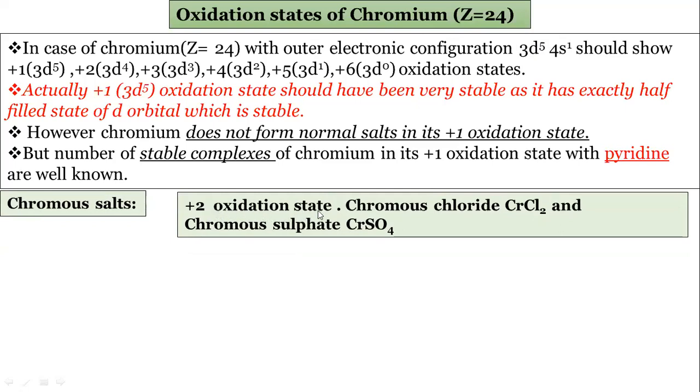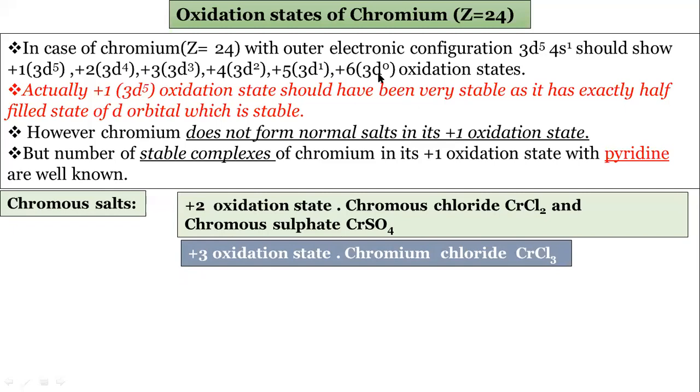In case of the +2 oxidation state, these are the examples. It is called chromous chloride, formula CrCl2, and chromous sulfate, CrSO4. In these two compounds, chromium has the +2 oxidation state. +2 means the d orbital has 4 electrons. In +3, the d orbital has 3 electrons; in +4, 2 electrons; in +5, 1 electron. And +6 is 3d0. So +6 is the most stable oxidation state of chromium, because all the electrons from d and s are given.